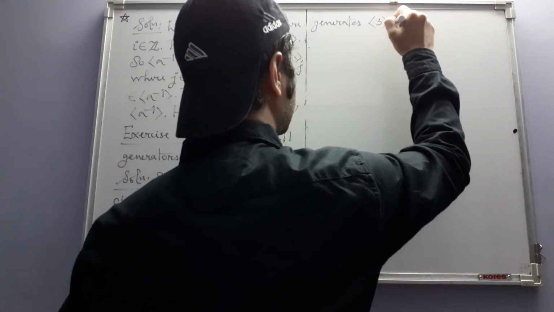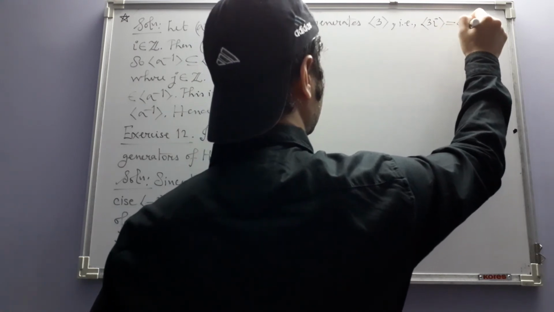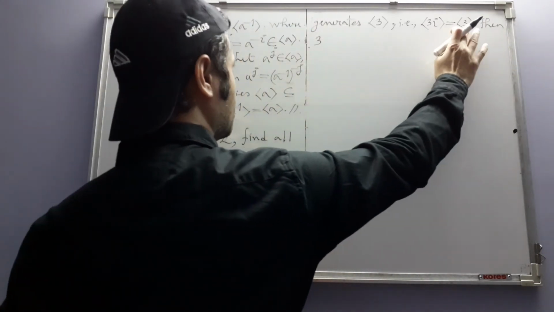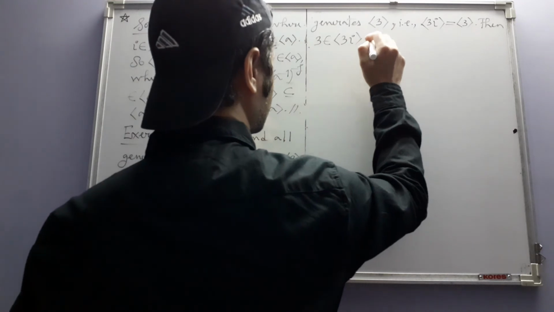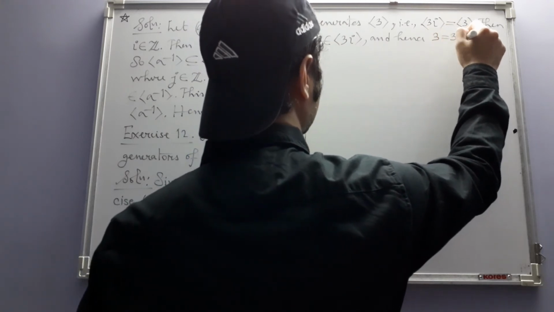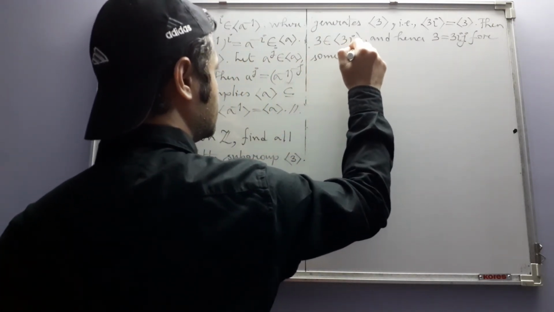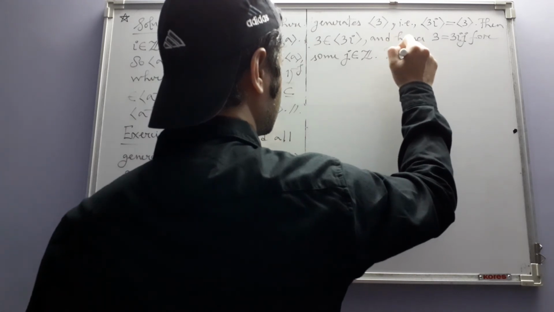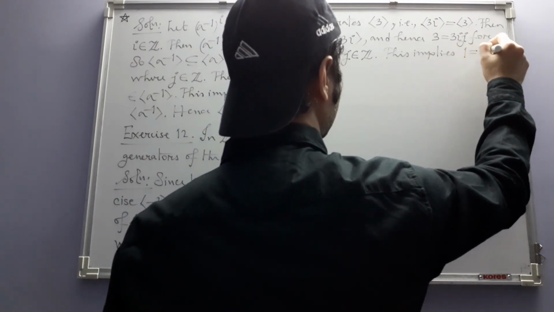Then, that is, this is equal to the subgroup generated by 3. Since 3 belongs to this subgroup, 3 also has to belong to this one, and hence 3 should be a multiple of 3i for some integer j. This implies 1 is equal to ij.